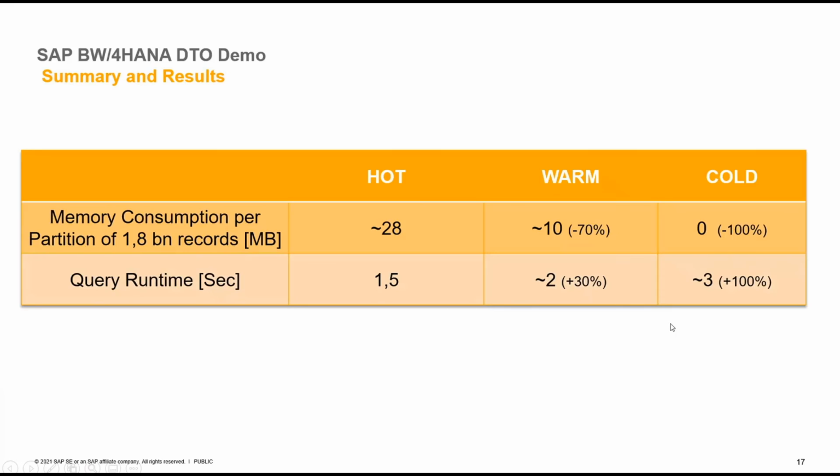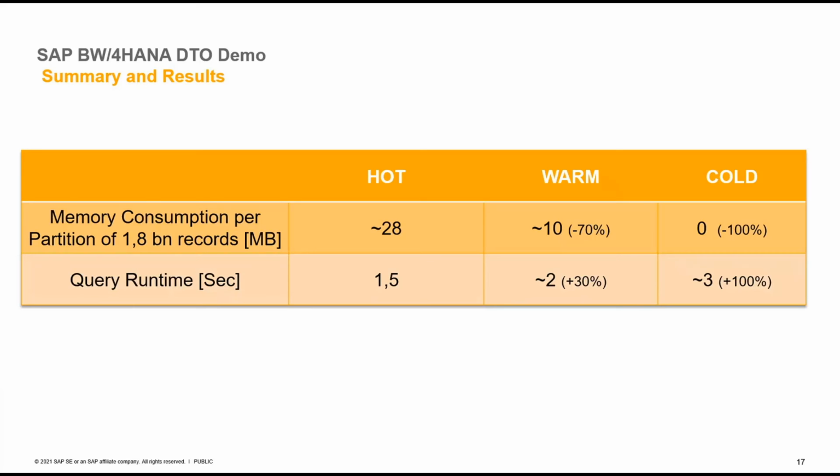Okay, so back to my presentation. What we saw is a partition in the hot store consumed about 28 megabyte. When we move it to warm and work with it, then it consumes about 60 to 70% less, so about 10 megabyte. And if we define it as cold, it is almost nothing, yeah, 0 megabyte.